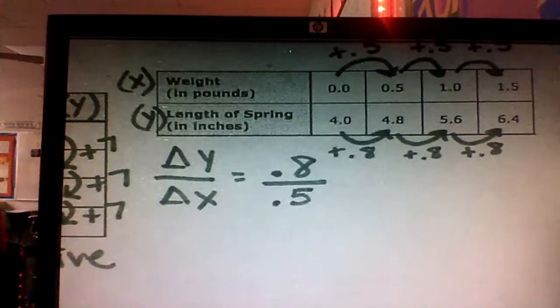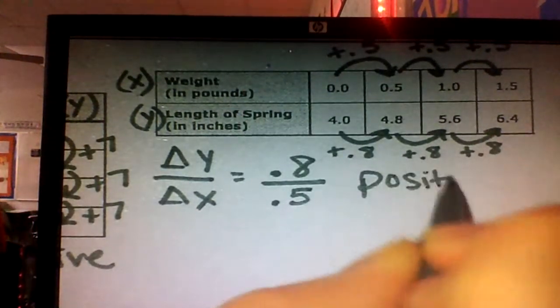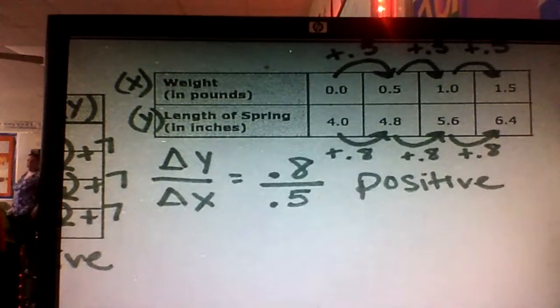Can that be reduced? Can 8 over 5 reduce? No. So we should leave it alone. Is this positive or negative? Positive. Okay. Think about it for a minute and think about what this means.